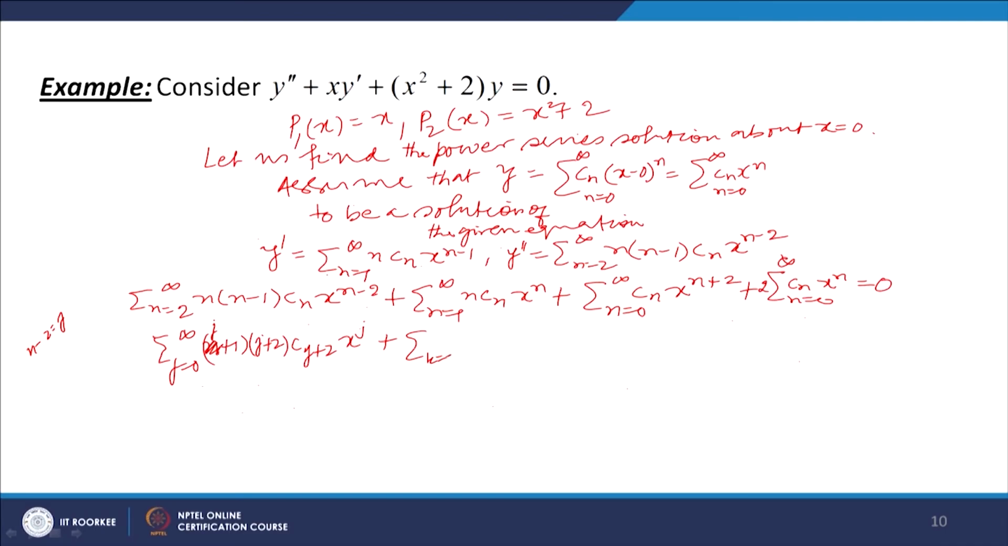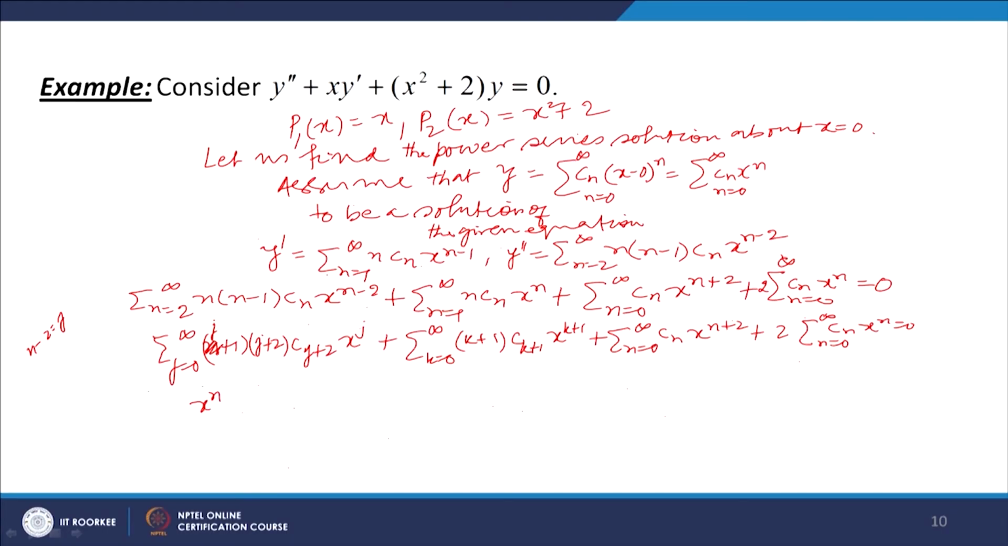So, k is equal to 0 to infinity, k plus 1 c k plus 1 x to the power k plus 1. And this is sigma n equal to 0 to infinity C n x to the power n plus 2, plus 2 times sigma n equal to 0 to infinity C n x to the power n, equal to 0. Let us put it like that, and then let us collect the coefficient of x to the power n.